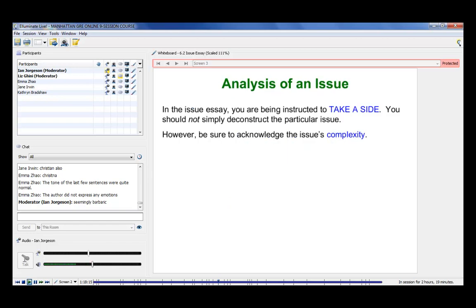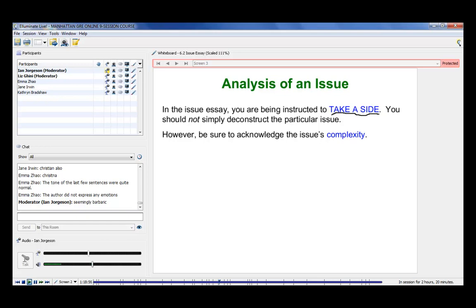So the issue essay is basically giving us an issue and asking us to take a side, and this is really important. If all you do is deconstruct it and stay really wishy-washy on it, then you're not following their instructions. We need to pick a side and say, this is what I believe, and I'm going to support it with this evidence. That being said, we want to recognize that it's a complex issue. That doesn't mean we're going to equivocate, but it does mean that we can describe why someone else might believe the opposite and then describe why they're actually wrong.